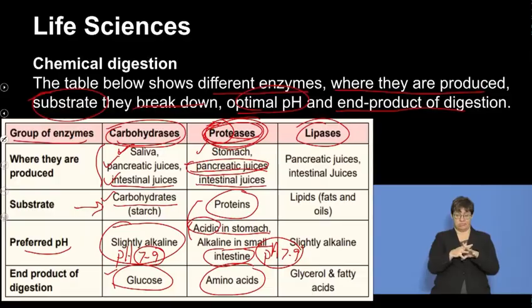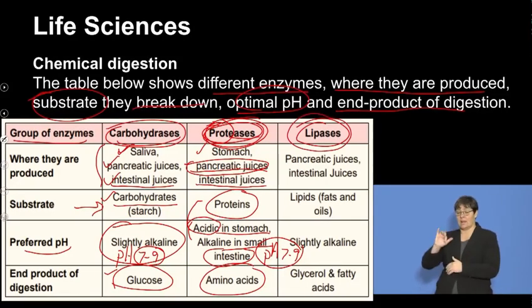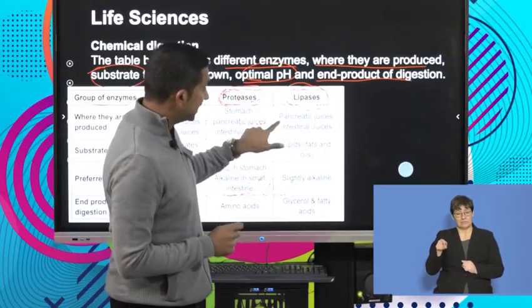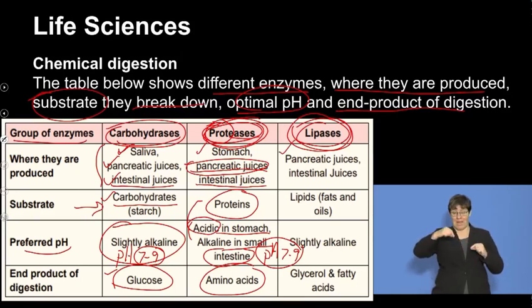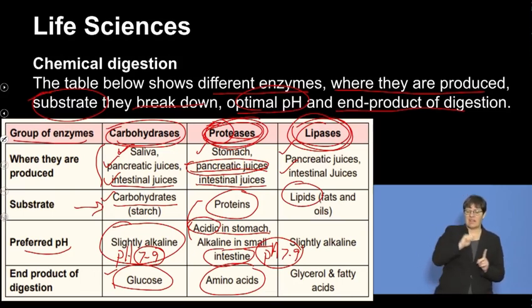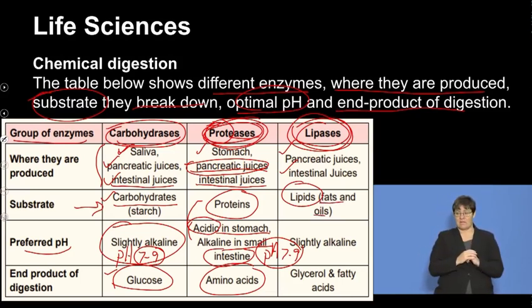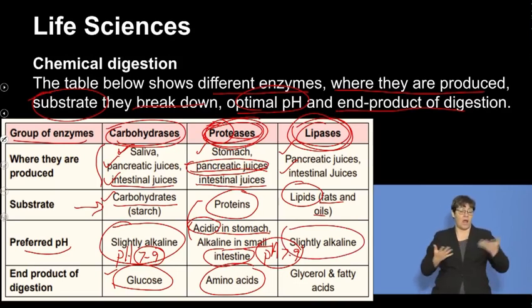And finally, the last group of organic compounds are your lipids, and the enzymes that break down lipids are called lipases. So lipid digesting enzymes are called lipases. The lipases are produced by the pancreatic juices in the pancreas, along with the intestinal juices produced in the intestine. These enzymes target the lipids, and remember that lipids are made up of fatty acids and glycerol, so these break them down into smaller molecules of fatty acids and glycerol. These enzymes all function in an alkaline medium.